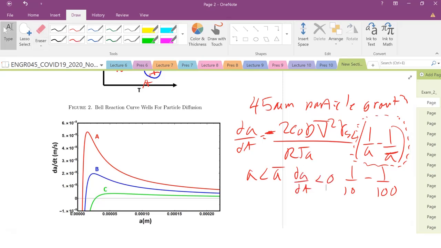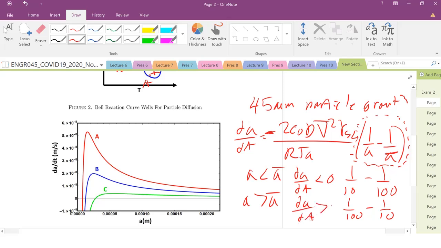So let's go back to this. Yes, if your particle size is less than the average particle size, your particles will shrink. If A is greater than A bar, now it's the flip scenario. So if it's 1 over 100 minus 1 over 10, this value is negative times a negative, our dA/dt is now going to grow.